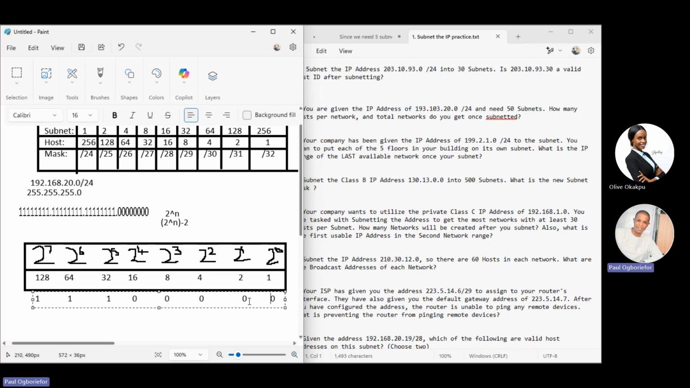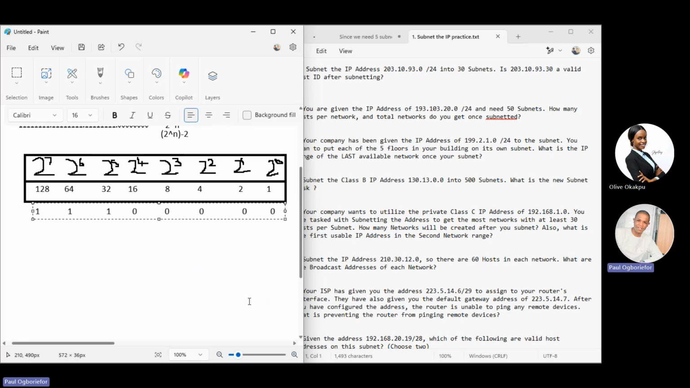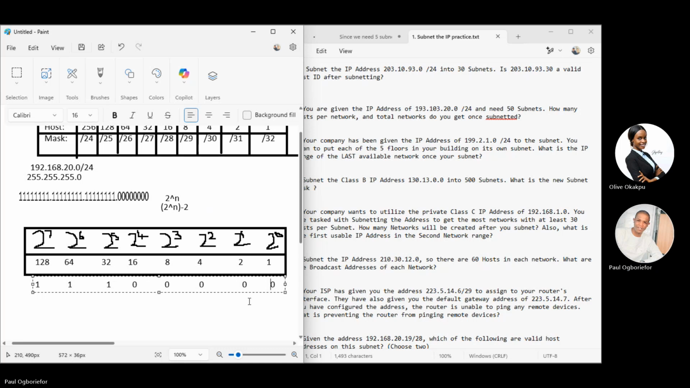Okay, so you know what you do here? The trick is very cheap, right? With this table, what you just need to do is find out the places where the numbers are on. So how many are on here? Three. Just sum the numbers that are on together.